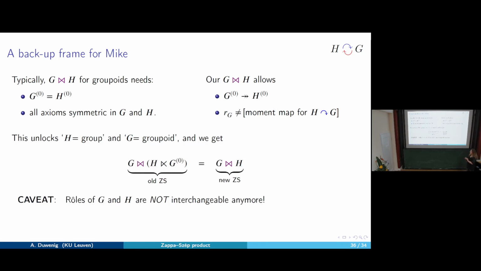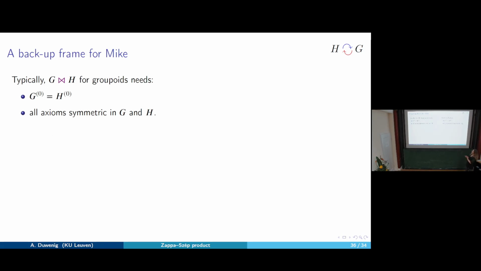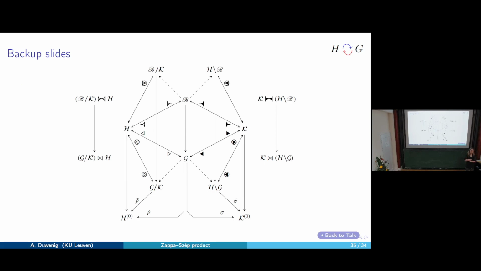And the one big caveat at this point is that G and H are not interchangeable anymore. So there really is a distinction between which of the two is the one that has the smaller unit space. And so in the whole theorems that I mentioned, the thing in the middle is the one that has the larger unit space. The things that are acting on the left and right are allowed to have smaller unit space. And that will then end my talk, and I go back to that wonderful diagram.